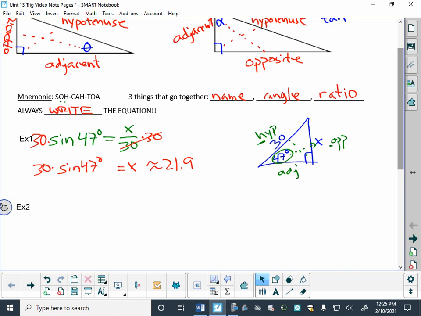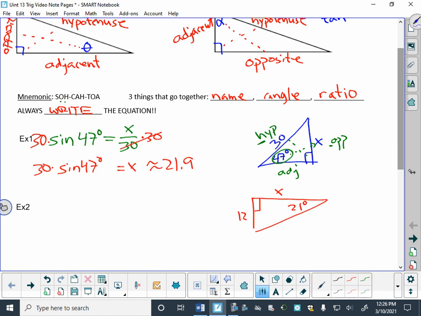All right, let's try another example. Draw a new triangle in here. So here's my right triangle. I'm going to say that's 12, and this is x, and this is 21 degrees.